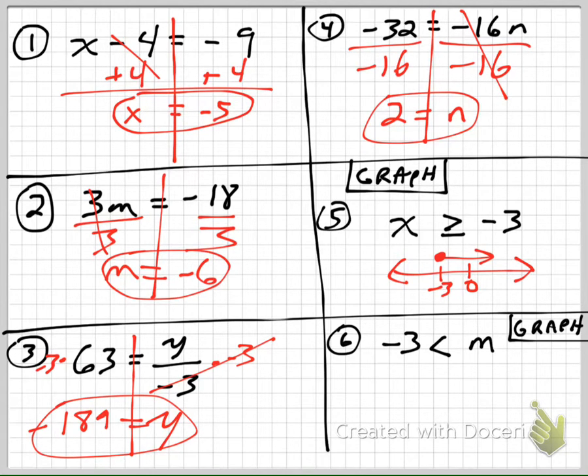Number 6, read this to me, please, Brad. No, look up here. I want you to read me number 6. M is greater than. Thank you. Perfect. M is greater than negative 3. So that's why it's important you read it like that, so you can go, okay, 0, negative 3. M is greater than negative 3.